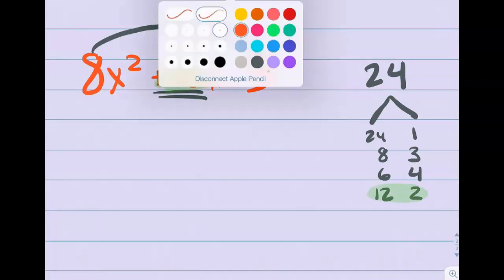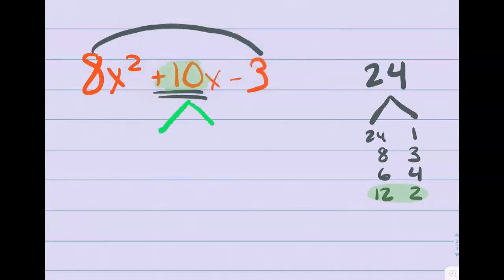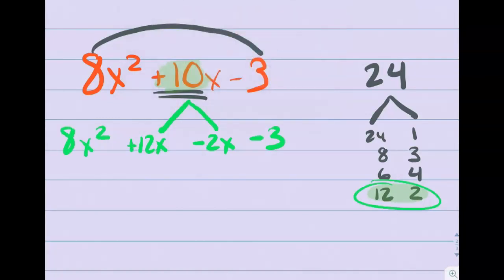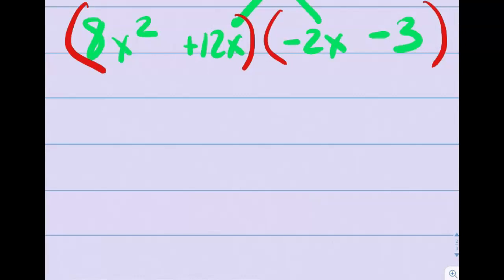So now I'm going to split the middle. I'm going to split that middle term, and instead of 10x, I'm going to go up 12x, down 2x. That's the way I get to 10x in the middle. Then I drop down my first term and my third term, fourth term. The next step was to group them into two chunks like that, and then take the greatest common factor out of each one.